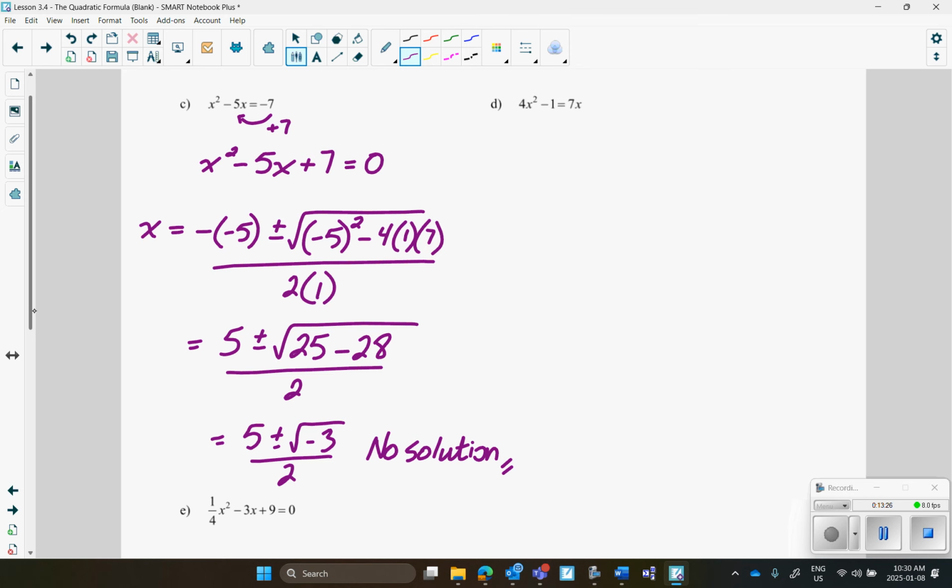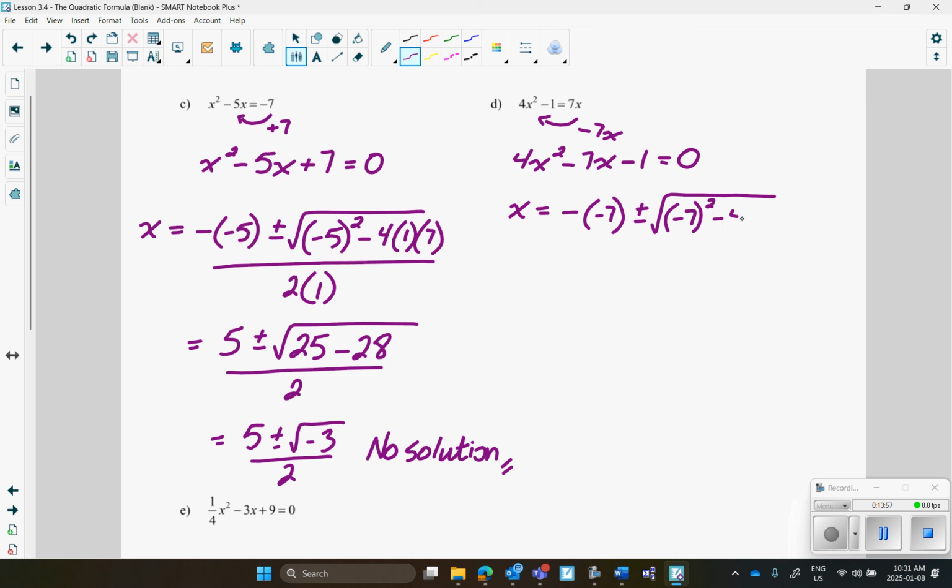This one, hopefully you recognize to start. We have to move the 7x over by subtracting 7x. So we'll get 4x squared, then put the minus 7x in, then put the minus 1 at the end to have it in proper order. Then we're going to have negative 7 plus or minus the square root of negative 7 in parentheses squared minus 4 times 4 times negative 1, divided by 2 times 4.